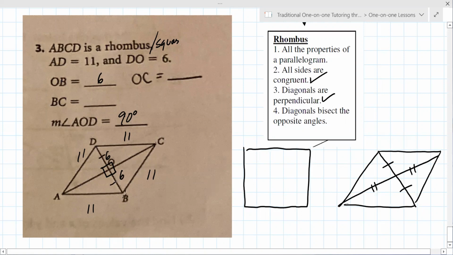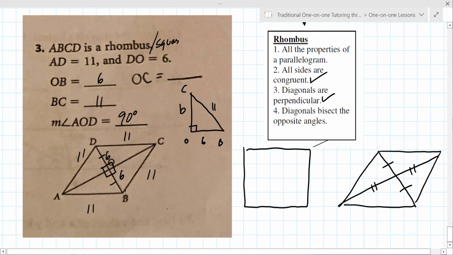But then you're like, well, how do I find O to C? B to C is 11. I guess your instructor added that for some reason. So O to C, draw this triangle. Here's O, here's C, here's B. 6, 11. How do you find the leg of a triangle?